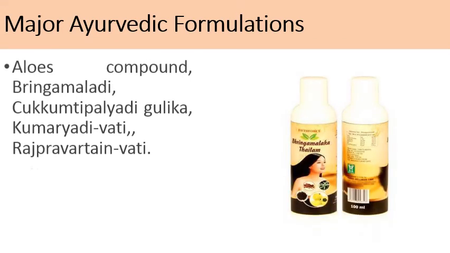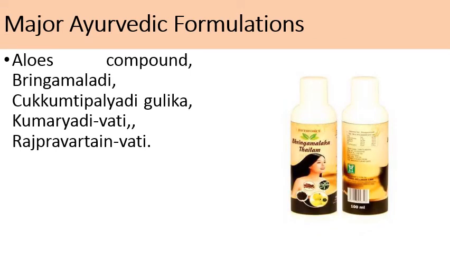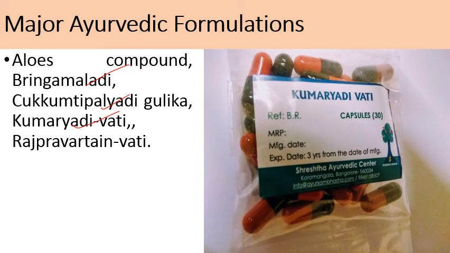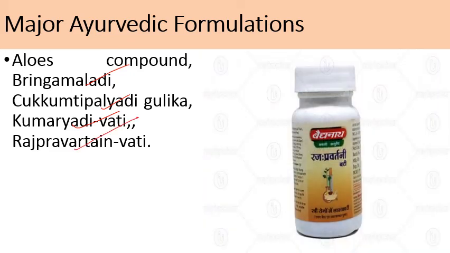Next comes major Ayurvedic formulations of aloe vera. Firstly, we have the aloe compounds like Bringa maladi. Then we have Kukumti Palyadi Gulika. Then we have Kumaryadivati, then Raj Pravartin Vati. So these are the various Ayurvedic formulations which are prepared by using aloe vera.